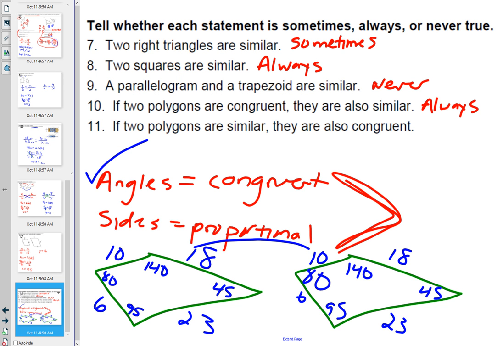Kind of the same thing as comparing rectangles to squares. Is every square a rectangle? Yes, because everything that's true about a rectangle is true about a square, but the converse isn't true. Not every rectangle is a square, but every square is a rectangle.